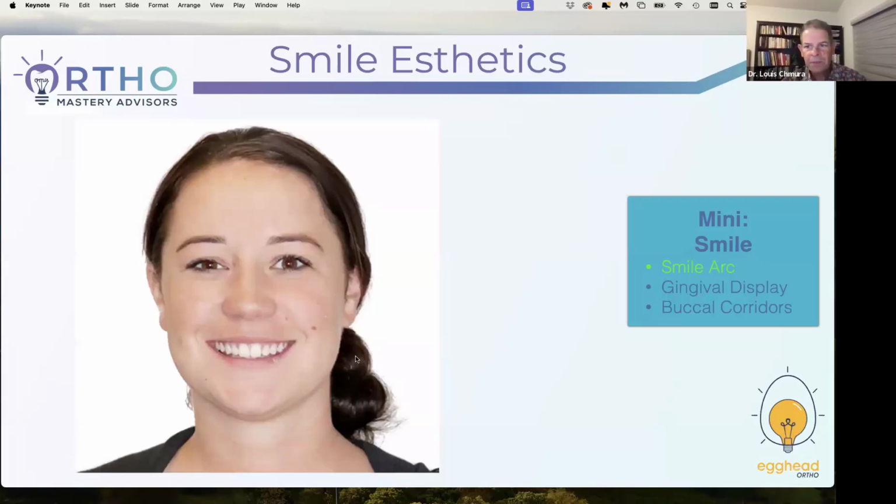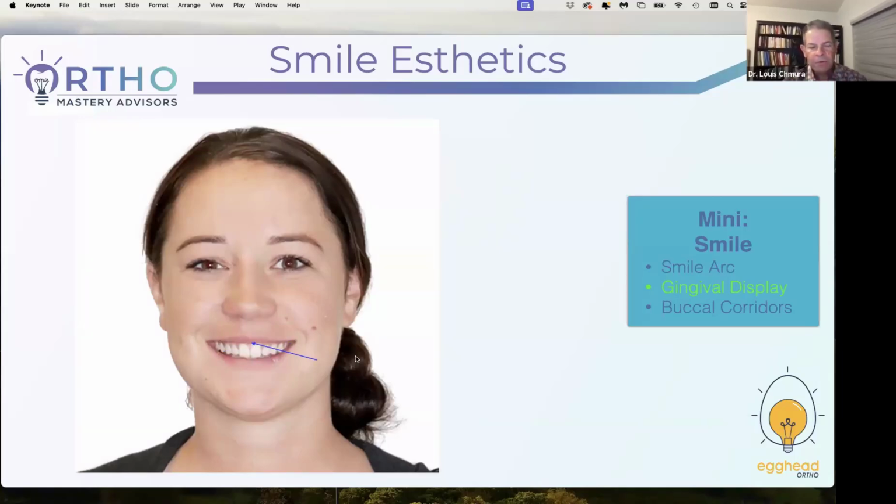What about smile aesthetics? So when you think smile arc, I want you to think of the upper arch: how does it look relative to the lower lip? What's that arc look like compared to the lower lip? Really, really important measure.